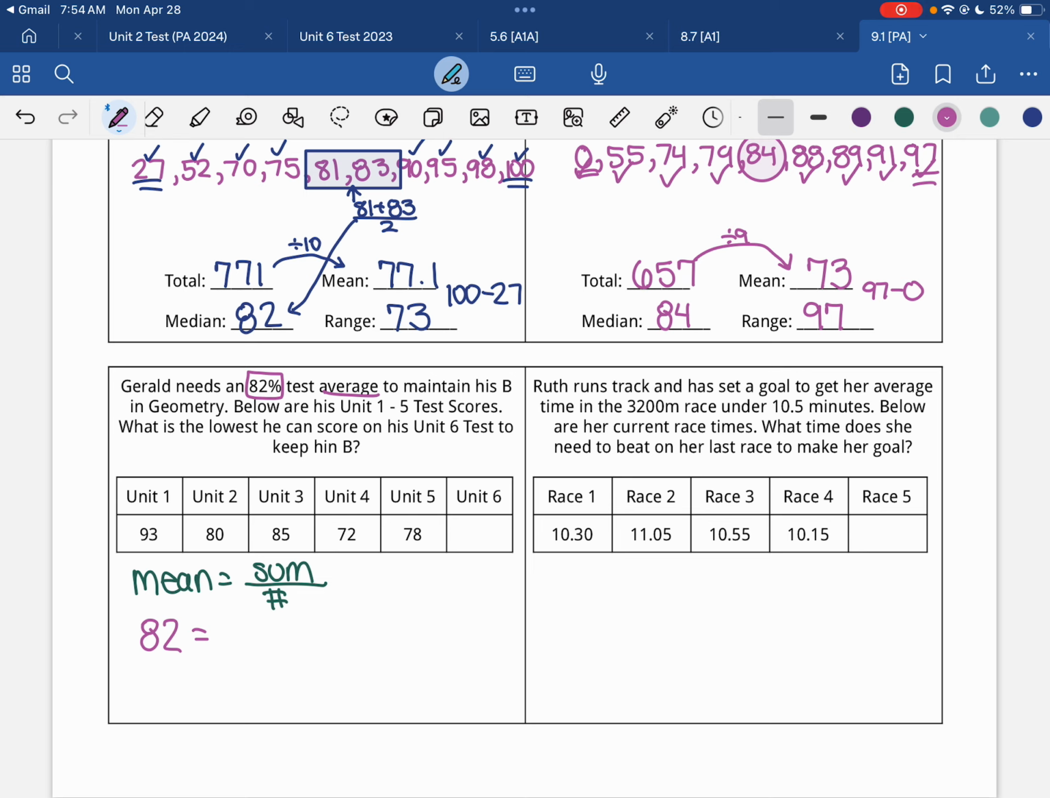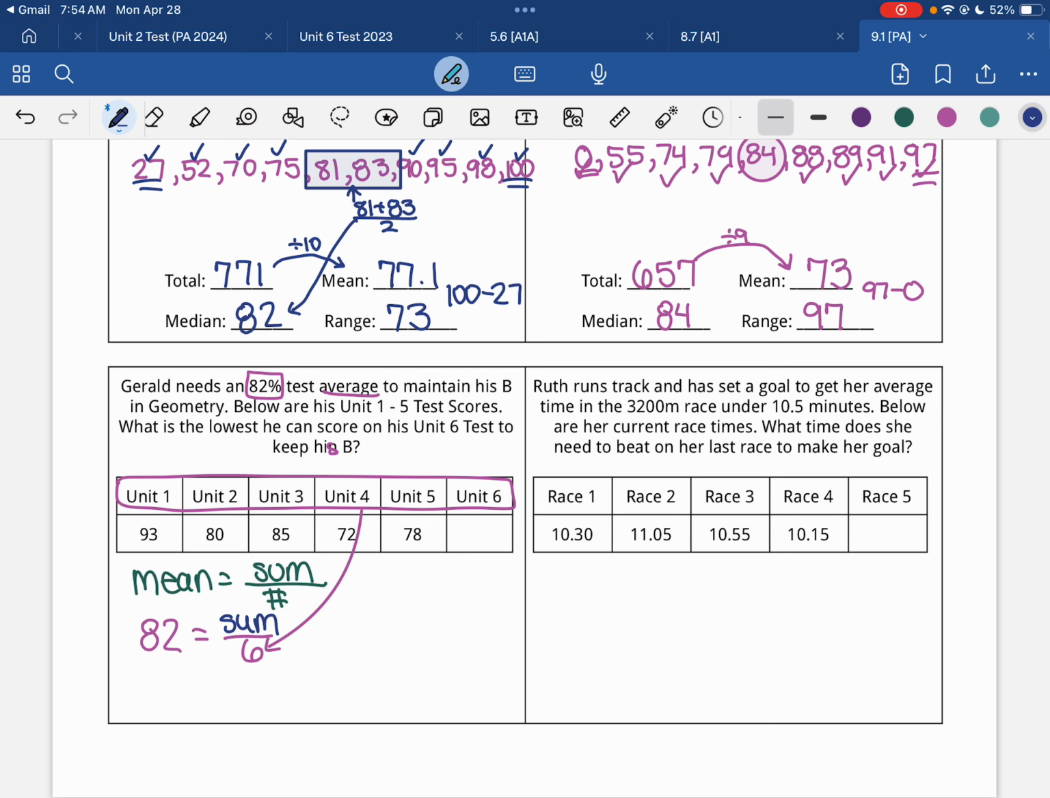And then it says to maintain his B in geometry, below are his unit 1 through 5 test scores. What is the lowest he can score on his unit 6 test to keep his B? There we go. So that means that we're going to end up having a total of 6 scores. So that's going to be the number on the bottom. The top number, we don't know yet, so I'm just going to leave that as the word sum. We need to figure out what all of them need to add to first.